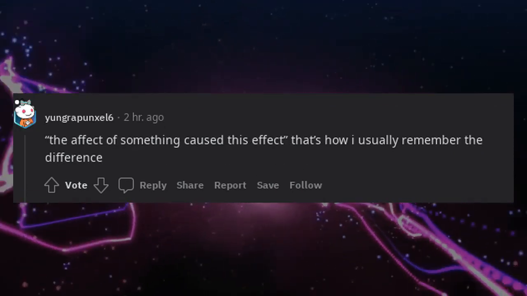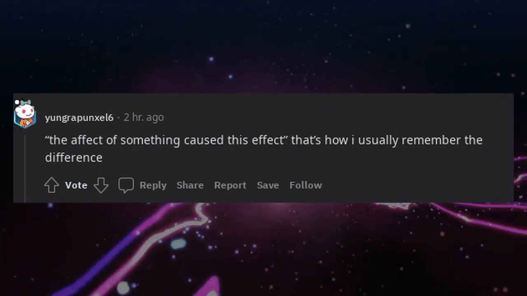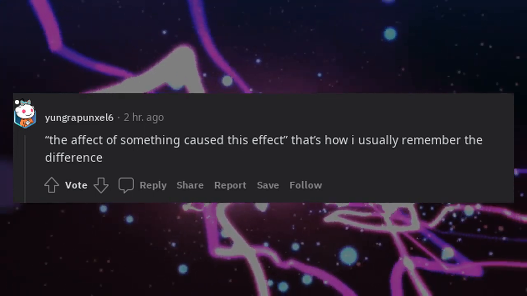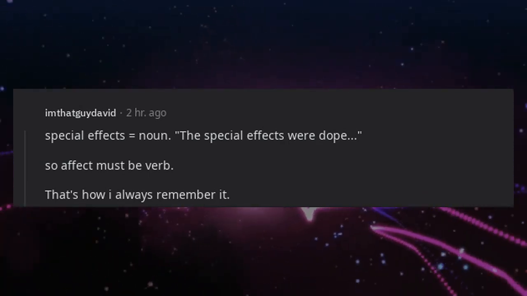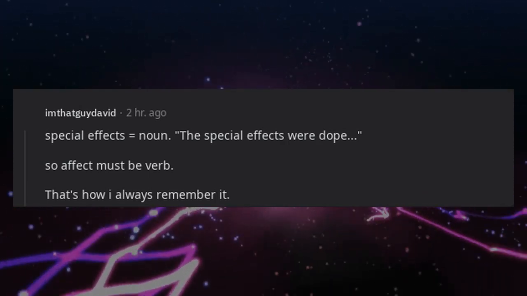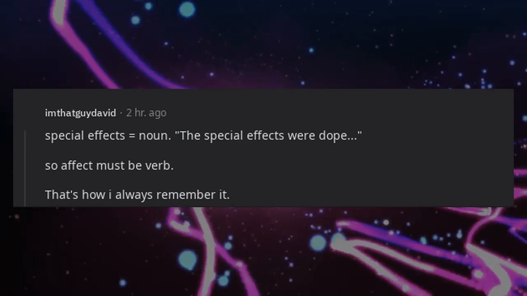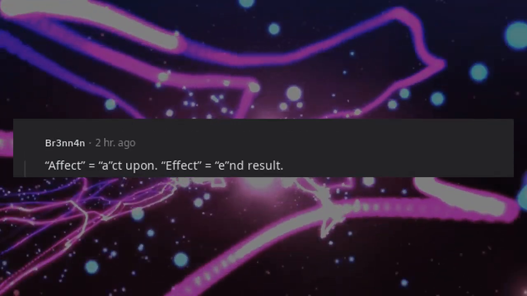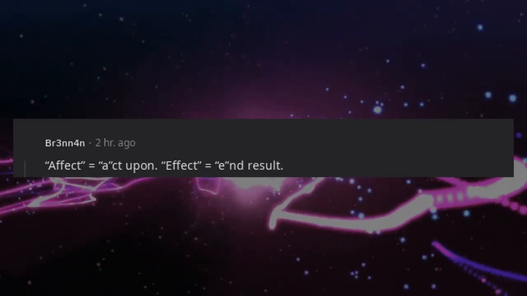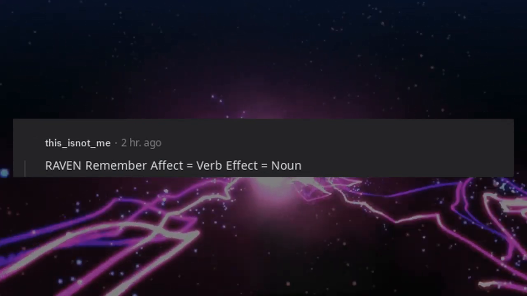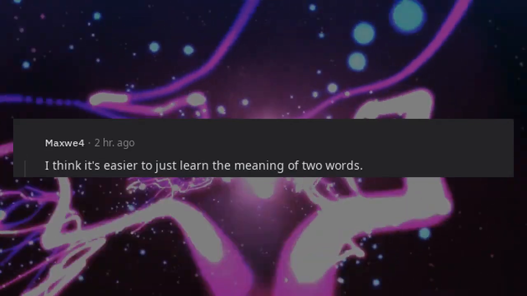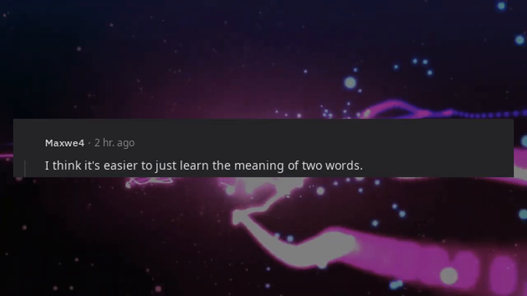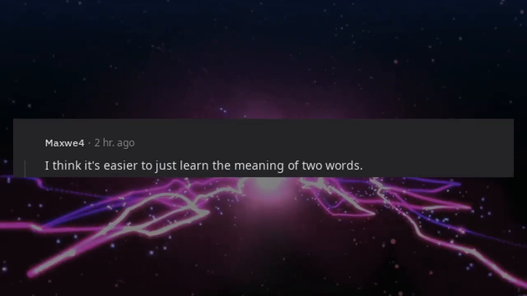The affect of something caused this effect, that's how I usually remember the difference. Special effects: noun. The special effects were dope. So effect must be verb. That's how I always remember it. Affect: act upon. Effect: end result. Remember: affect verb, effect noun. I think it's easier to just learn the meaning of two words. Or just use the right one.